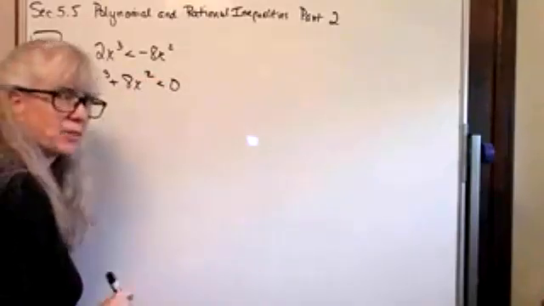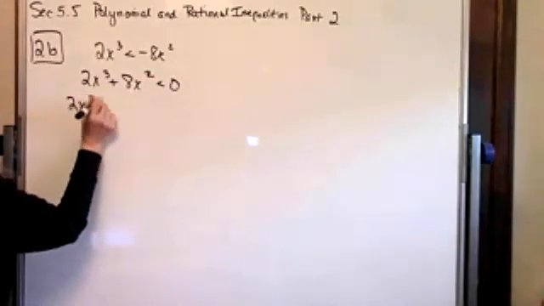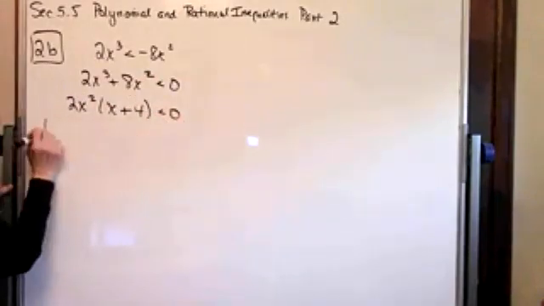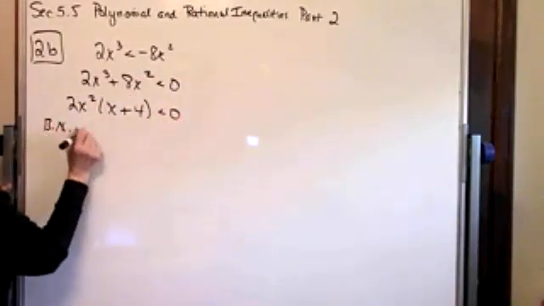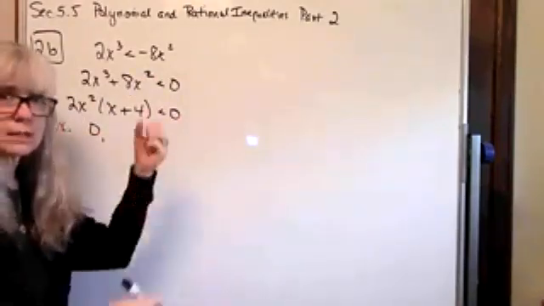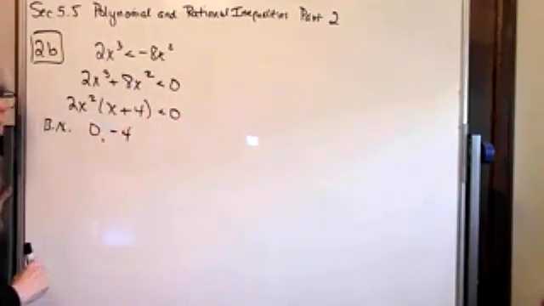But now we need to factor it in order to find our boundary number. So I'm going to pull out 2x squared. That's going to leave us with x plus 4. So our boundary numbers are a 0 that comes from that x squared. The 2 is meaningless. It's just doing some stretching. It doesn't impact where we're crossing the axis. And a negative 4. And now we can build our sign chart.